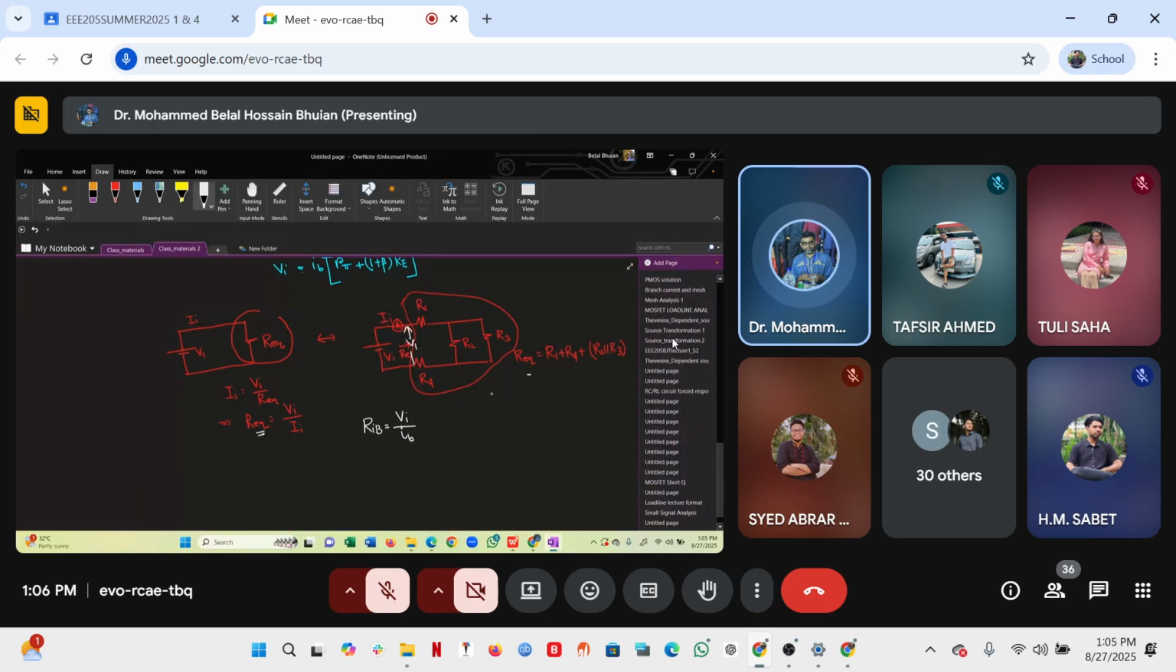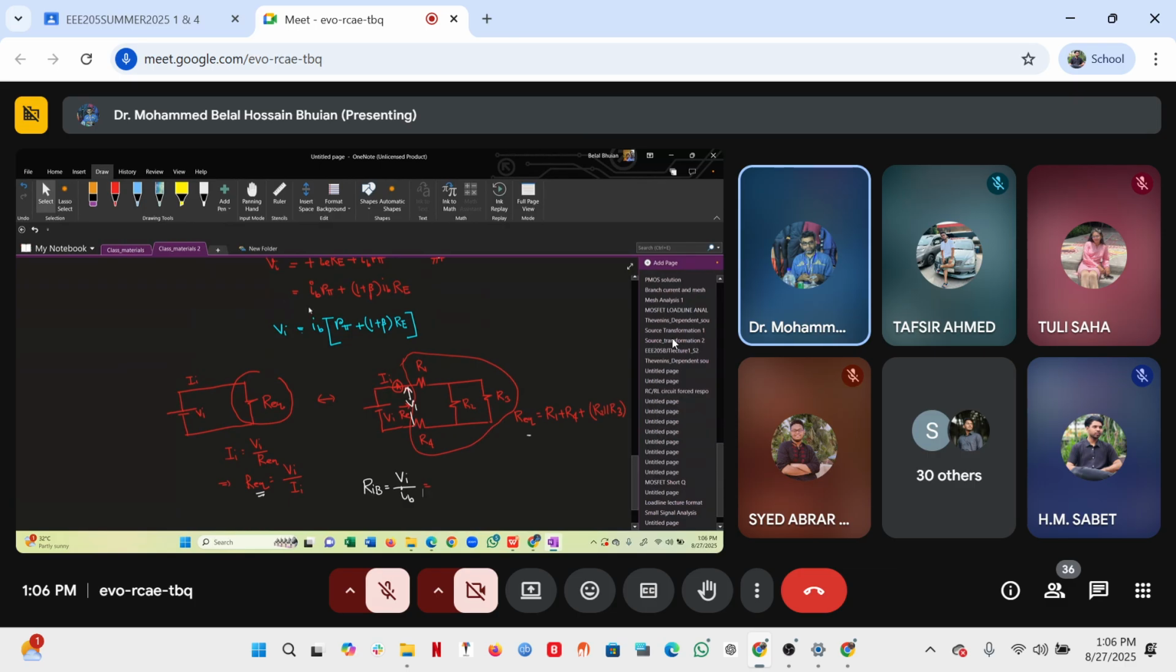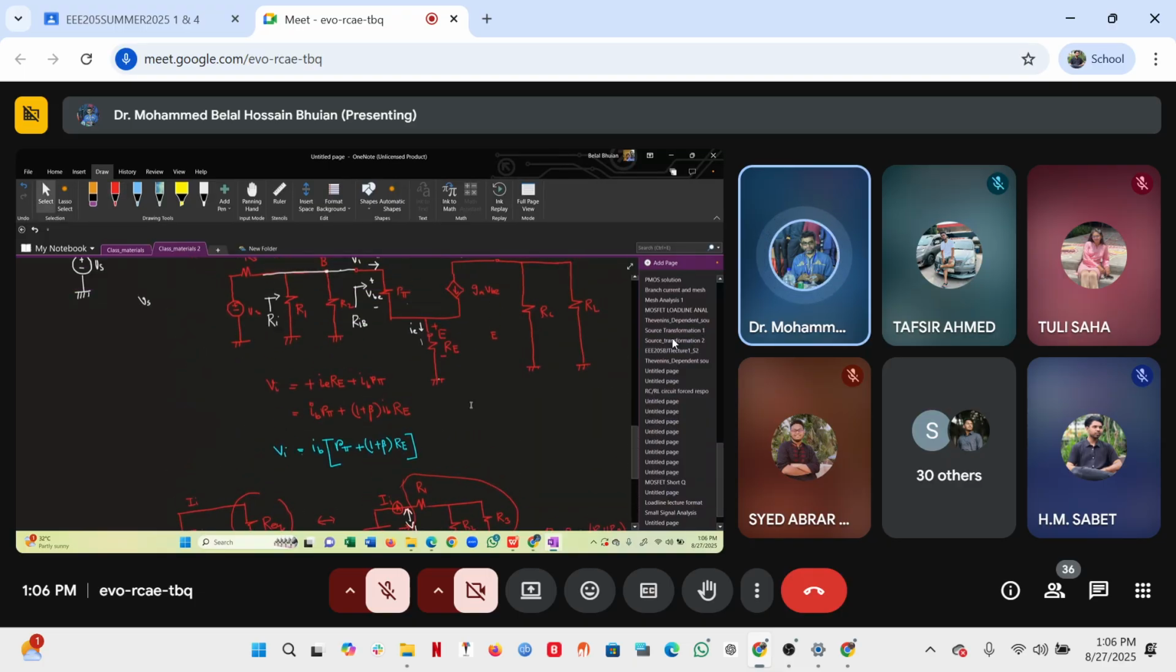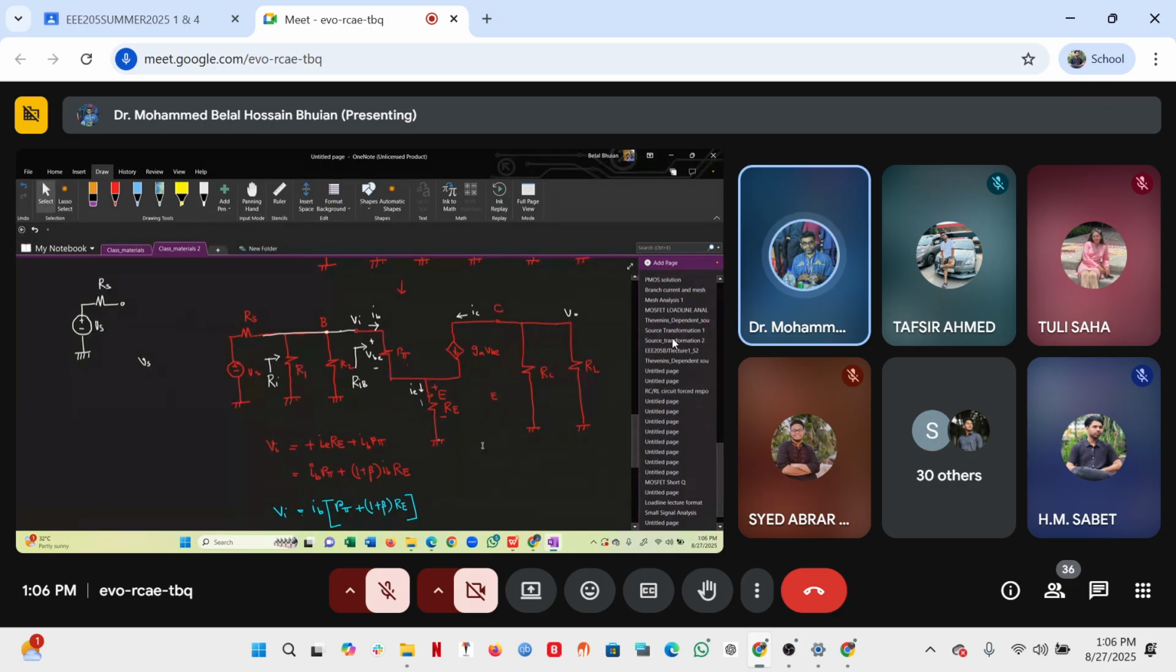So I already found the expression for Vi, which is this. And then you divide it by Ib, so Ib gets cancelled out. That gives us Rib equals R pi plus (1 plus beta) times Ie. So that is the equivalent resistance.